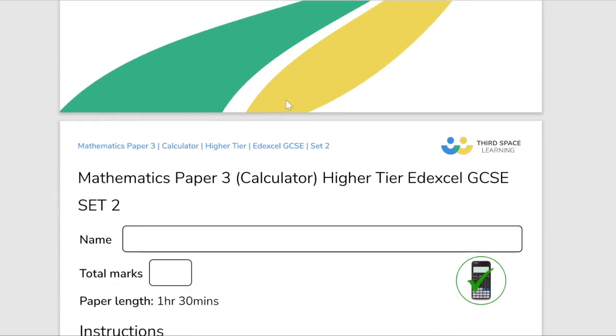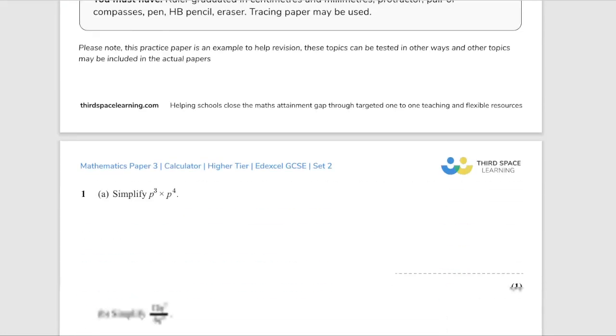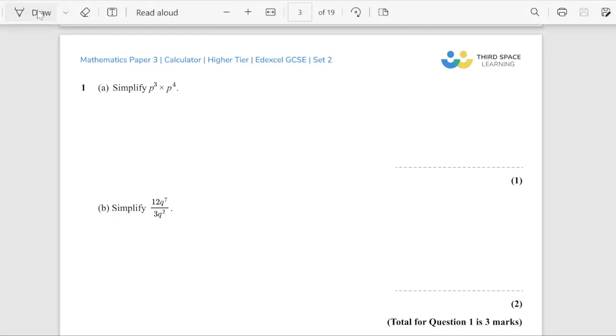Okay, we will start off then with question 1. So we're looking at simplifying, so we're using our laws of indices. When we multiply them, we add the powers, so that's going to become p to the power 7.